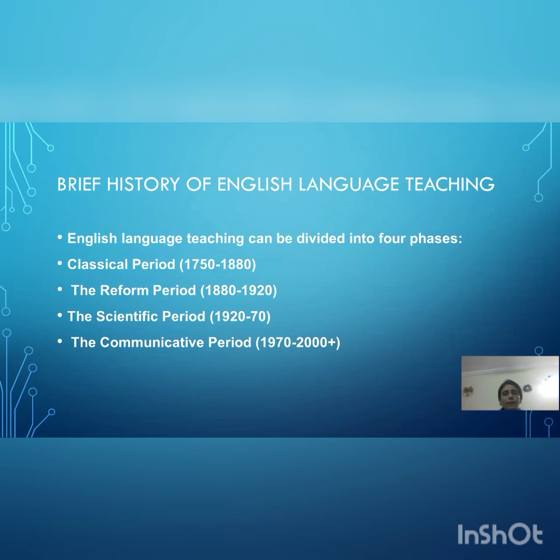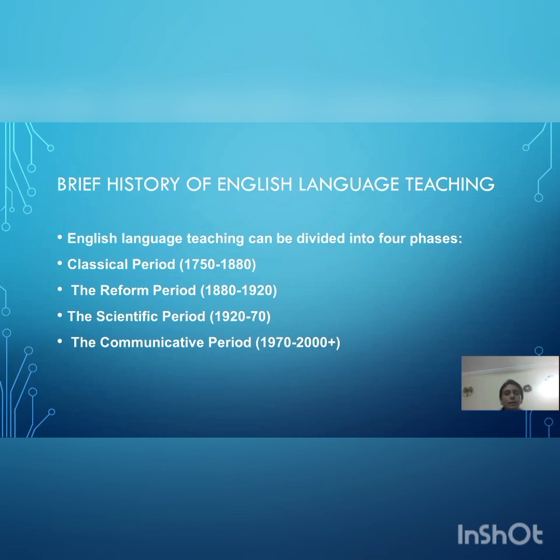Now come to the brief history of English language teaching. We cannot divide English language teaching strictly into certain periods. Here, English language teaching can be divided into 4 phases, though this is not authentic, meaning we cannot divide it strictly into periods. But the more specific division is here.